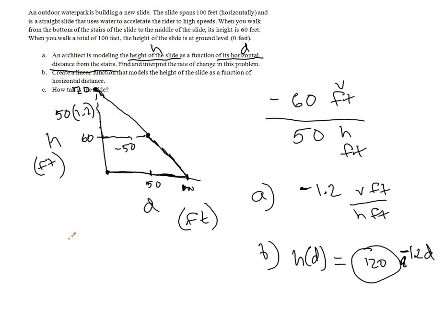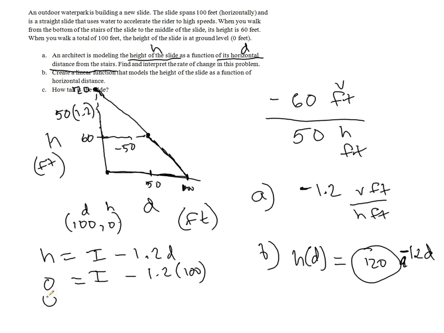Now if you don't see that, you can think about it this way. You can say height, for a second I'm not going to use function notation, equals initial value minus 1.2D. Now the ordered pair that I have, I can pick a couple of them. I'll just pick 100 and 0 since that one's easy to work with. That means if D is 100, H is 0. And so I plug in, replace what I know, 1.2 times 100, and that gives me 0 equals I minus 120. And I solve for I, so I add 120 to both sides. I get 120 equals I. So okay, I got it that way as well.